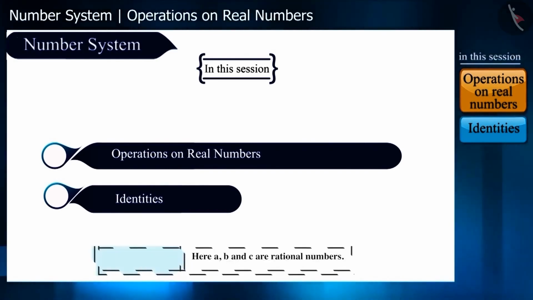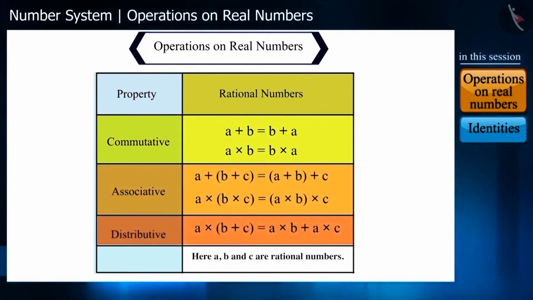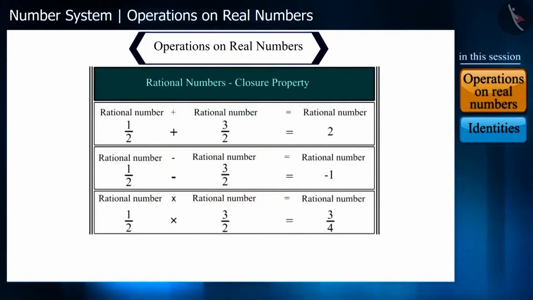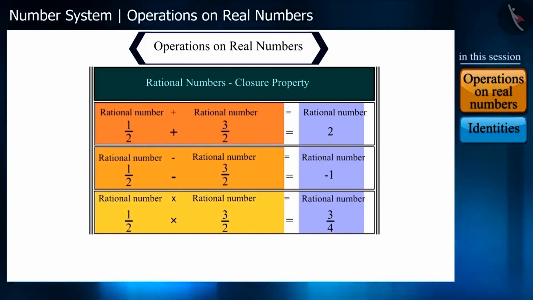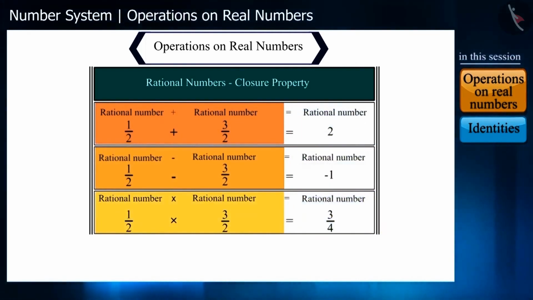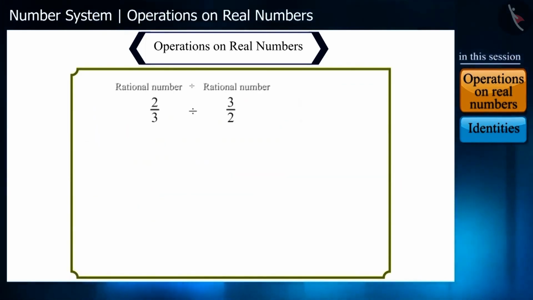Friends, we have learned that rational numbers satisfy the commutative, associative and distributive properties for addition and multiplication. If we add, subtract or multiply any two or more rational numbers, then the resultant number is also a rational number. Can we say the same for division also? Let us see. Here are two rational numbers. When we divide them, we will still get a rational number.